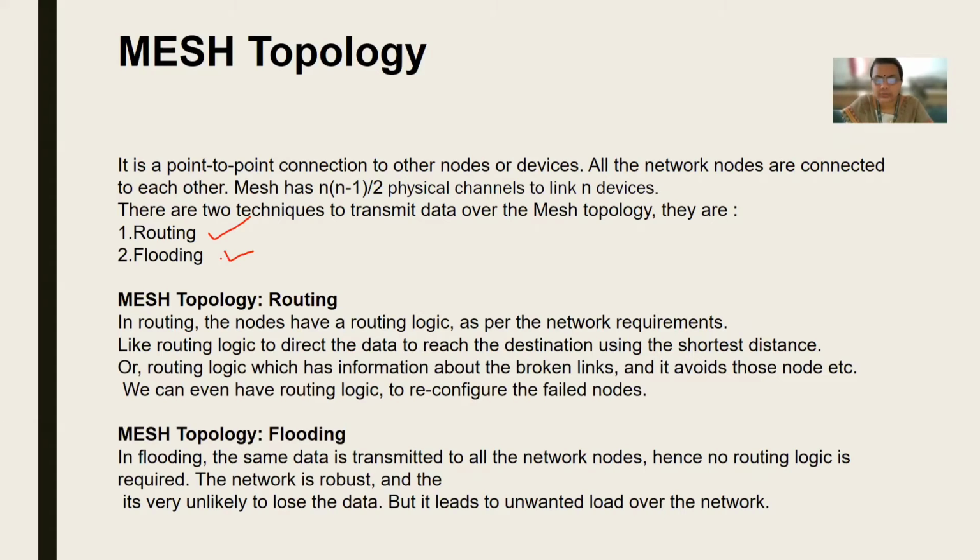Okay, let's see what routing is. In routing, the nodes have a routing logic as per the network requirement, like routing logic to direct the data to reach the destination using the shortest distance, or routing logic which has information about broken links and avoids those nodes, etc. And we can even have routing logic that reconfigures the failed nodes. I will draw this mesh topology.